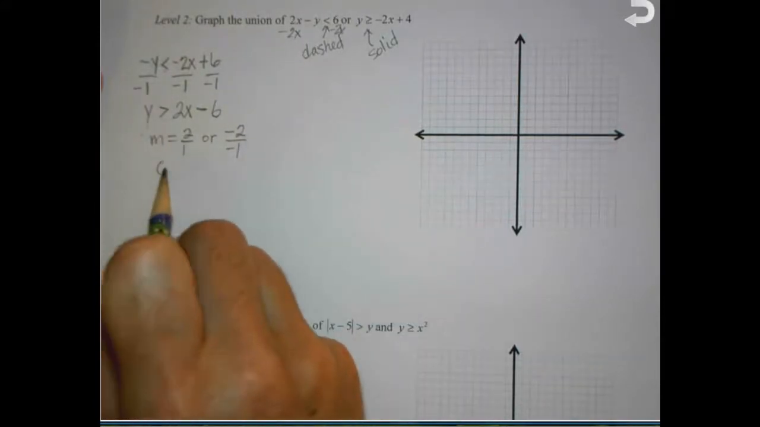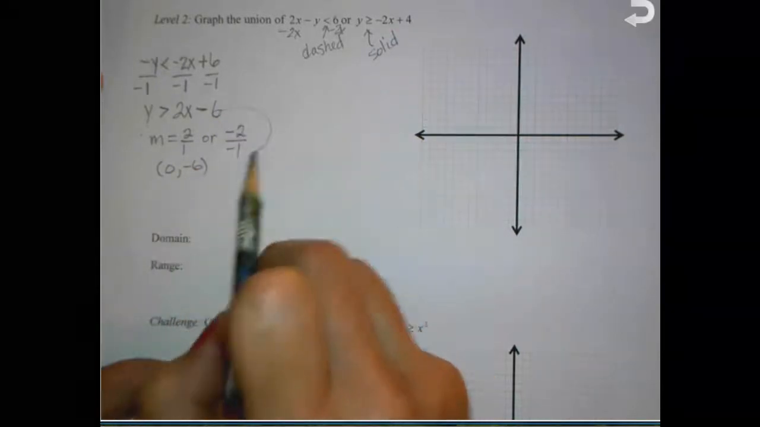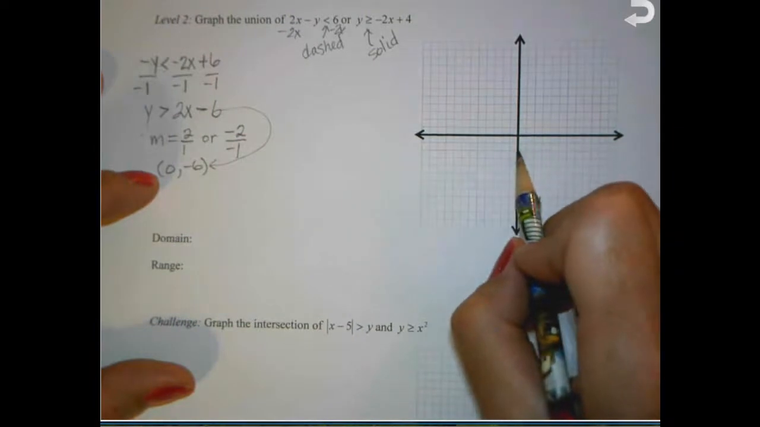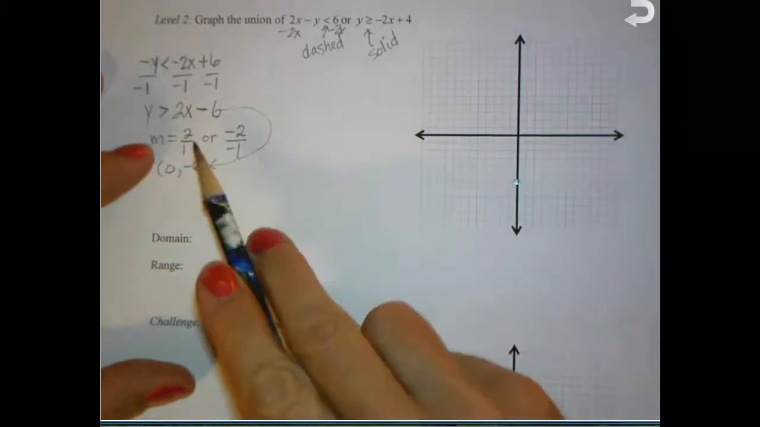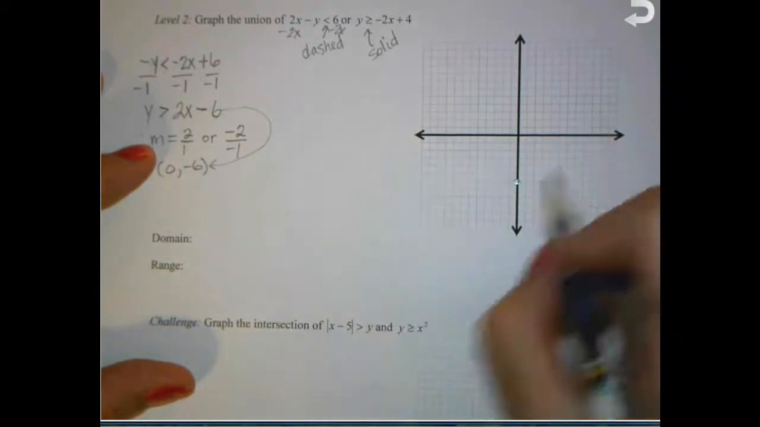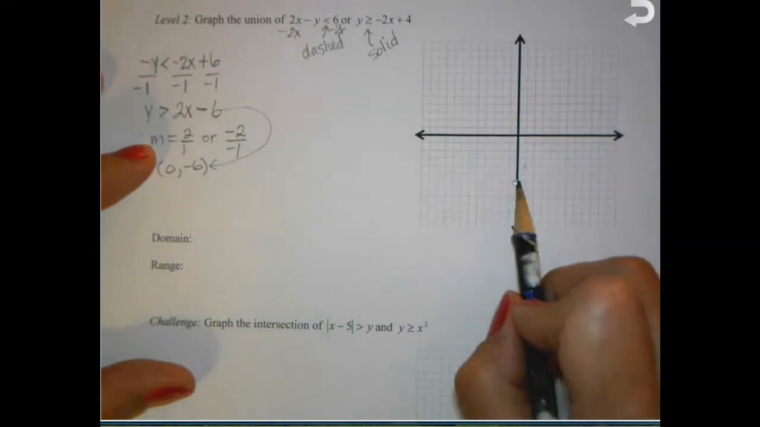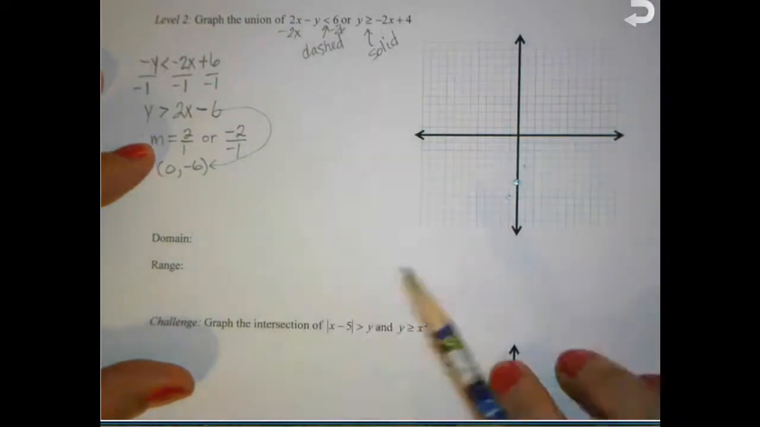And then my y-intercept, of course, is 0, negative 6. The negative 6 is the intercept. And if I go to 0, 1, 2, 3, 4, 5, 6 in the negative direction, my point is here. And then I need 2 over 1, so a rise of 2, a run of 1, or back at my original point, a rise of negative 2, a run of negative 1. And remember, this was a dashed line.